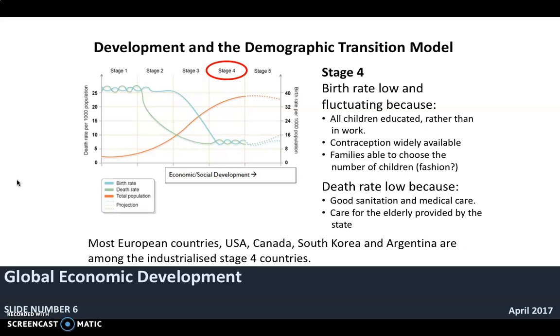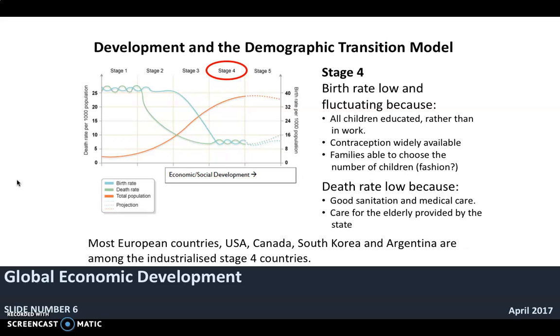Stage 4 looks at where your birth rate and death rate have got quite low. You can see there the population continues to increase, but it's starting to drop off a little bit. So that speed of increase is not as quick as it was previously. So population growth is slowing down. You've got a fluctuating birth rate and death rate. So it's low, and that's the important part here. We're saying that it stays low.